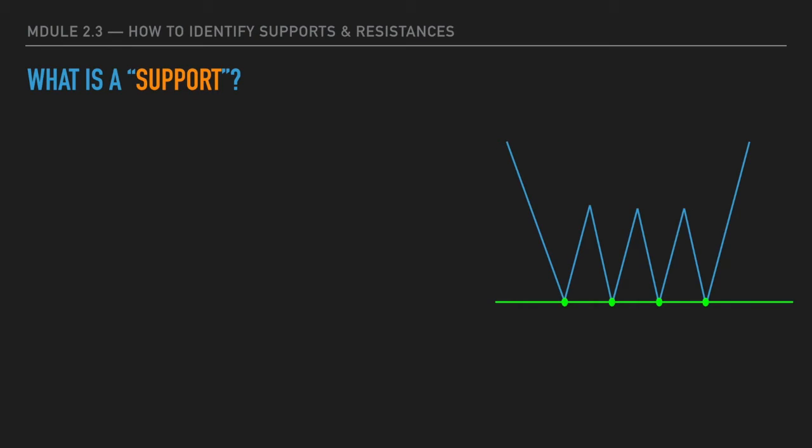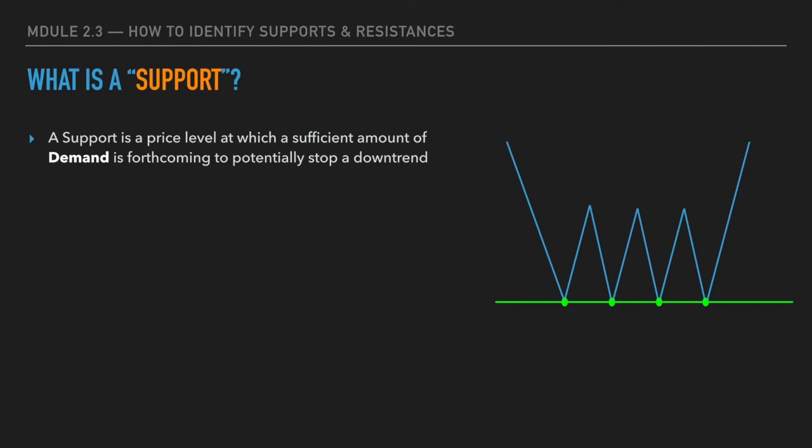So how do we identify support? A support is a price level at which a sufficient amount of demand comes into the market and potentially stops a downtrend and causes a bounce back. Basically, you can understand a support line as a demand line. It's where a lot of buyers are waiting to buy, and it creates strong buying power.